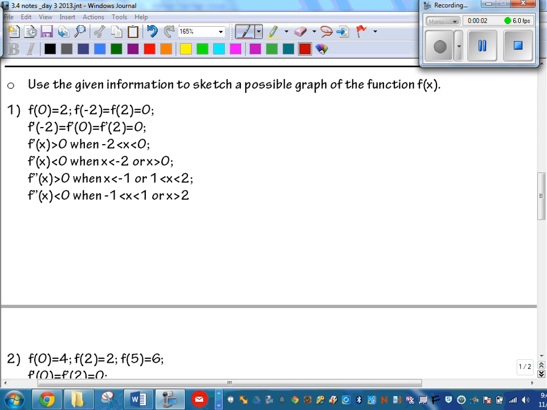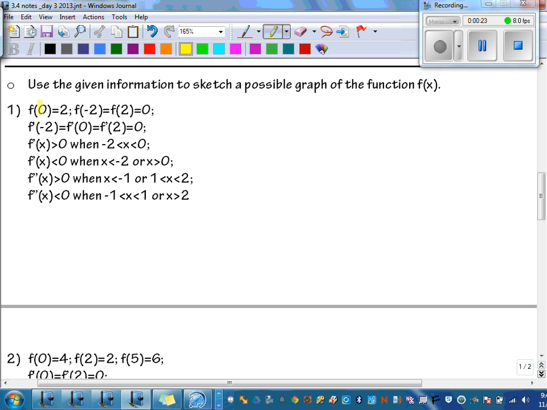We've got a whole lot of information here in this problem to use to sketch our graph. The nice thing is we don't have to go through that long process of finding the derivative, setting it equal to 0, putting it on the number line, plugging in things. All of that's kind of given to us. So that work is kind of set aside. We don't have to worry about that. We have to just kind of interpret this information in order to sketch a graph.